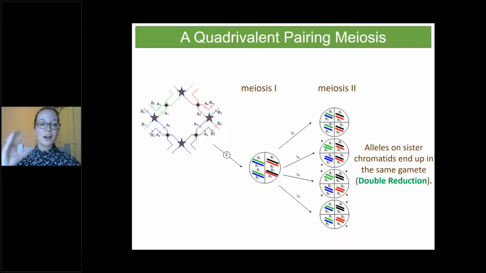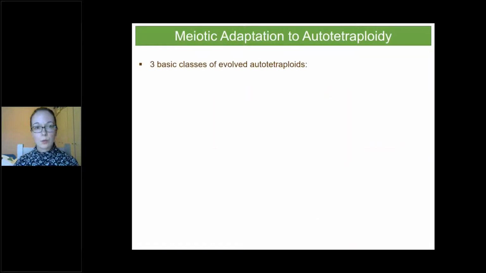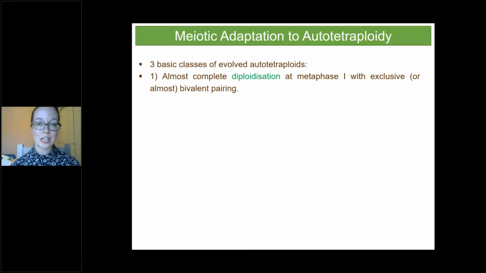So as I was saying earlier, with the different ways that the bivalents can form, this increases the spectrum of possibilities that you can get in the outcome from a meiosis. So we were interested in looking at what configurations the chromosomes show in the potato genome, because essentially we knew there were 3 basic classes of evolved autotetraploids. So we're not talking about synthetic autotetraploids that you might make in the lab, but evolved and stable autotetraploids that have been around for a long time.